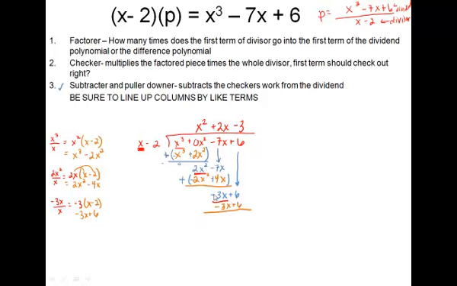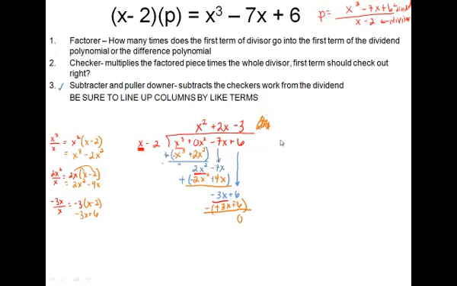So these are going to just cancel each other out, right? Because they're opposites, so we're going to get remainder 0. What you would do is take the remainder and put it over whatever the divisor is. But since 0 divided by x minus 2, 0 divided by anything, is just 0, we don't need a remainder.